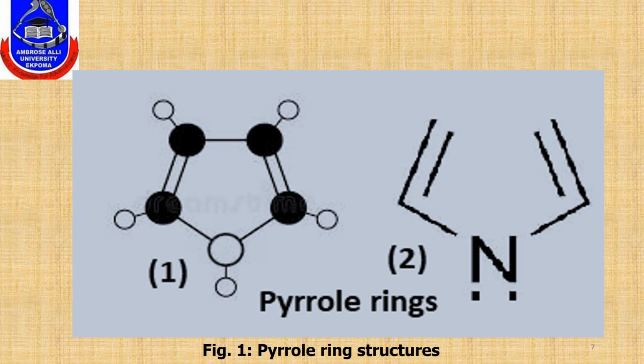Now we talked about the pyrrole ring. What you see here is the structure of the pyrrole ring. The first item there and the second item, they are the same. I'm only trying to show you the different ways they can be represented.